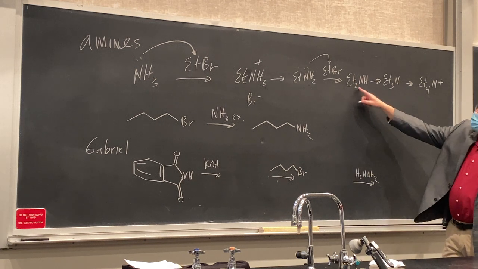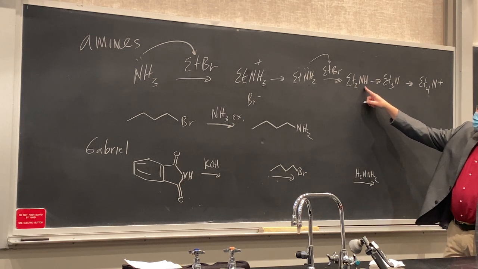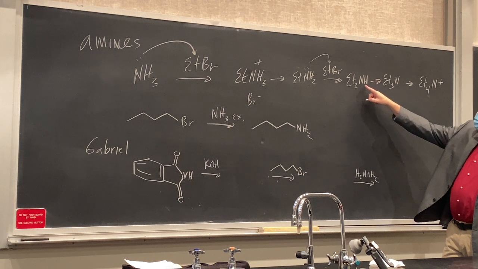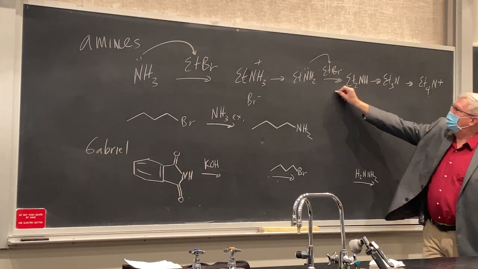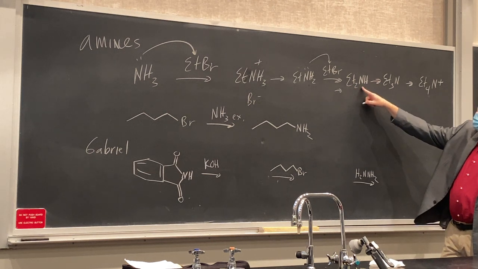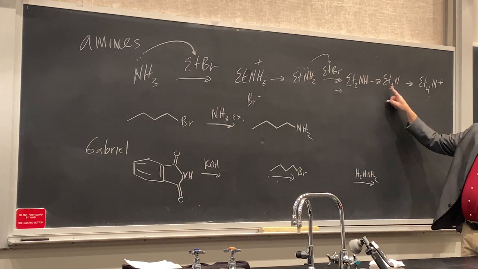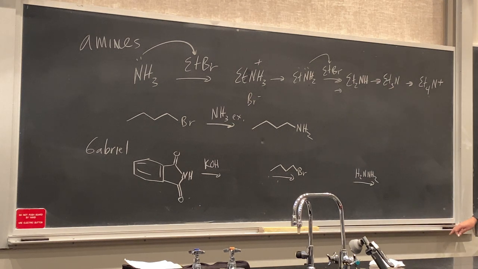And that would be what? Diethylamine. Okay. And I'm leaving out the step where we deprotonate that. So there is another step here, I guess, to deprotonate that. And then you see that can add a third ethyl group. Okay. So you have the tertiary amine, primary, secondary, tertiary.